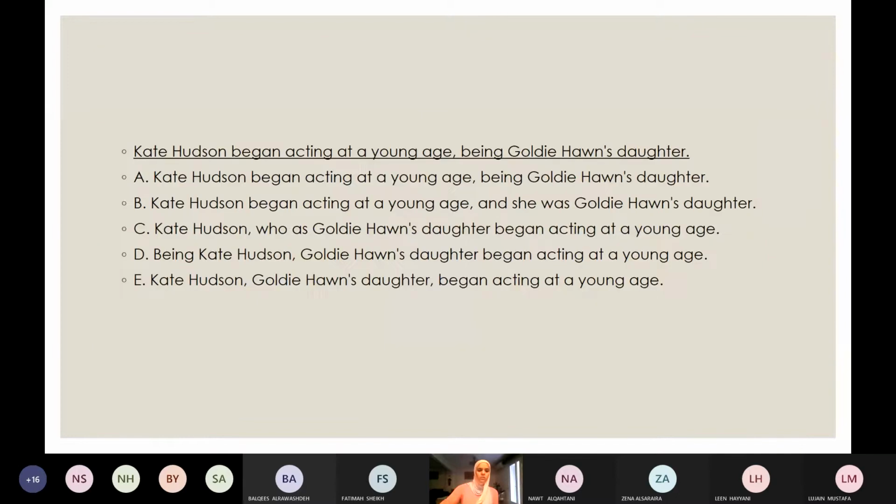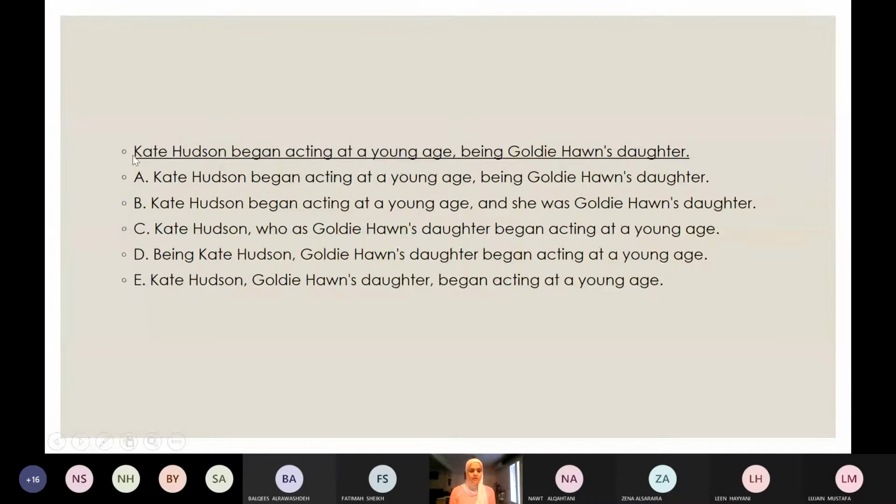Here, then we go to this example. Look at this example. This example is for misplaced modifier. Look at this. Are you with me? Yes. In misplaced modifier, I have a modifier, but it modifies the wrong one. Kate Hudson began acting at a young age, being Goldie Hawn's daughter.